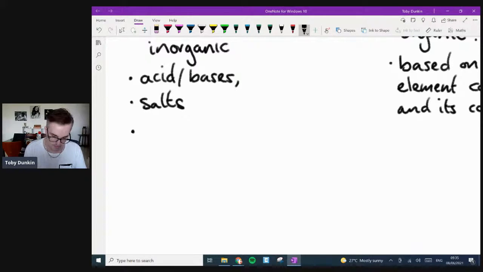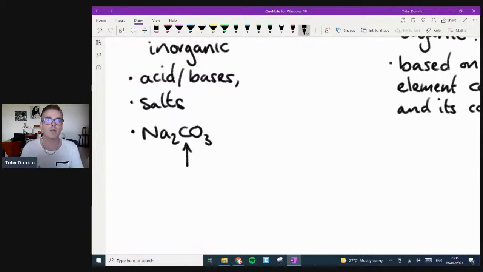So, for example, I'm just going to give you some examples of this. In organics, this is sodium carbonate. Now, although that does include carbon, it's not considered organic. This is an ionic salt. So, you name this as sodium carbonate, but this is inorganic. Even though it contains carbon, it's not an organic compound because it's not covalent.